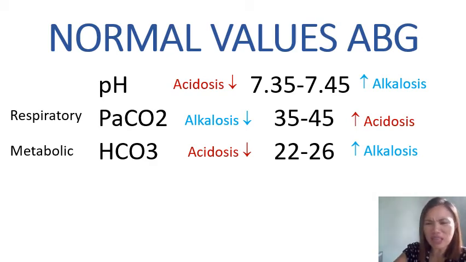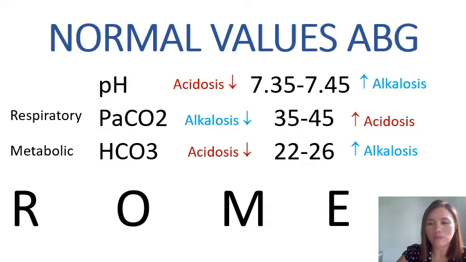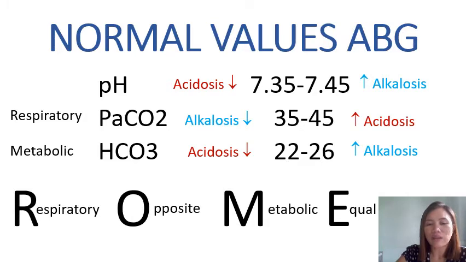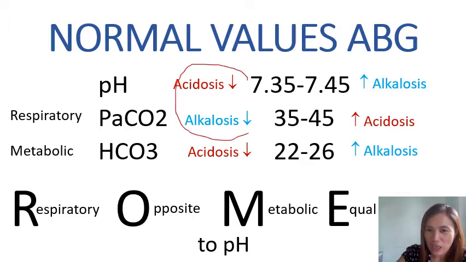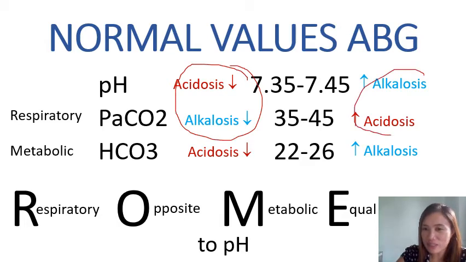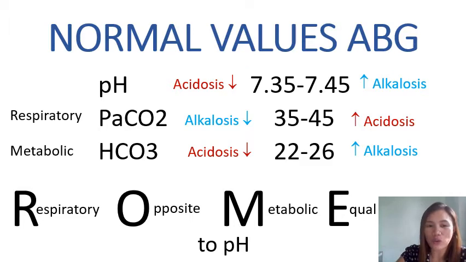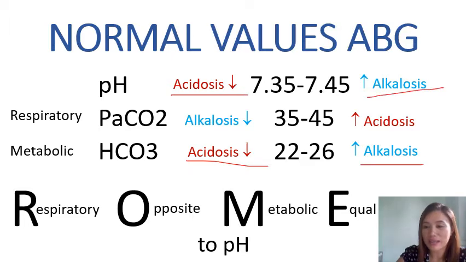Now, how do we remember this? It's difficult to remember, ma'am. Okay, ROME. That's how you remember it. ROME means respiratory opposite, metabolic equal to pH. You can see it here. The respiratory values are opposite to the pH, and your metabolic portion, your bicarbonate, is equal. You notice that? Okay. Don't forget about that.